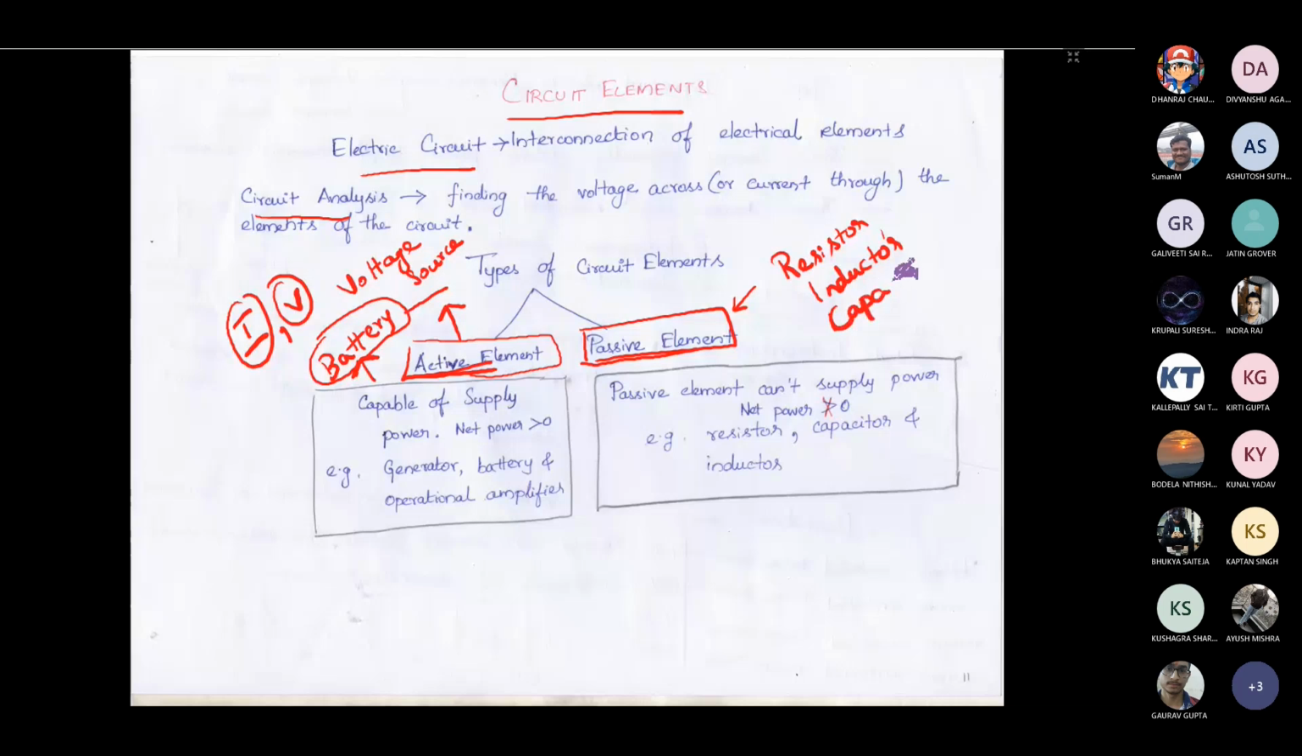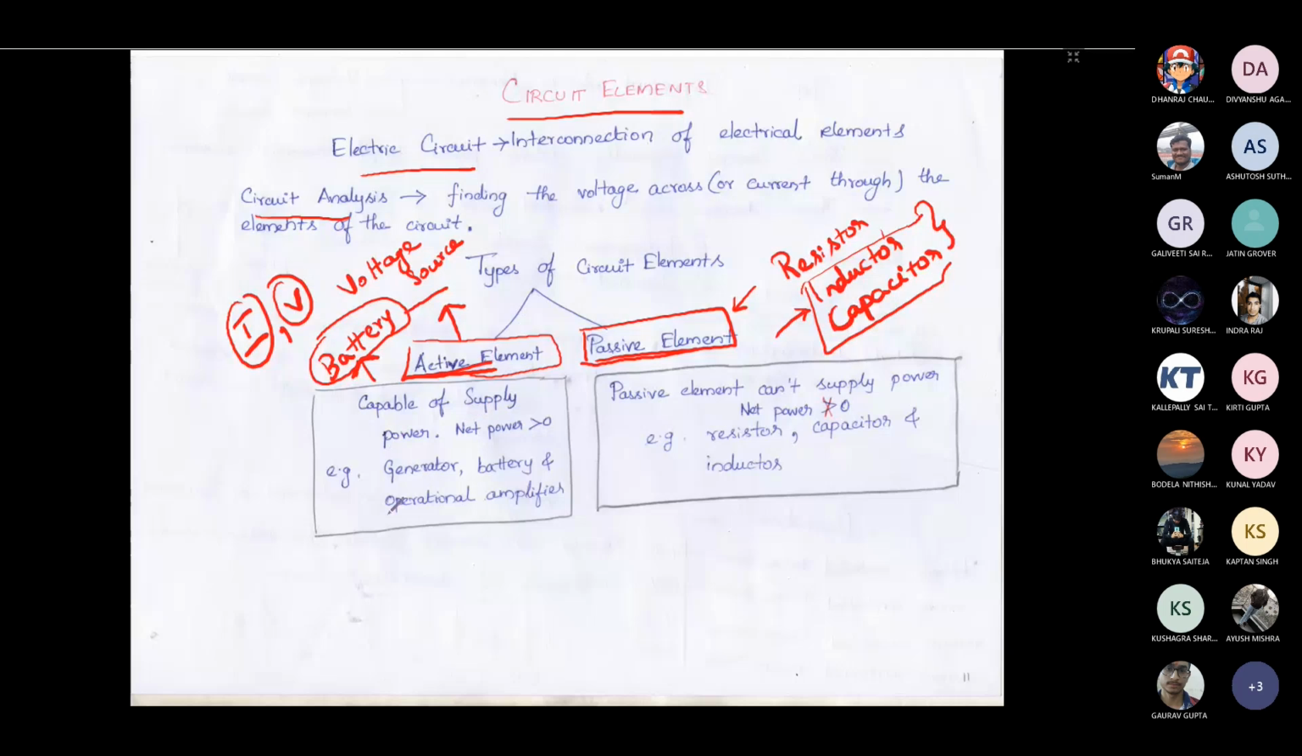Okay, this inductor and capacitor, as you know very well, can also discharge, right? But how much it can discharge is how much it is charged, till that only it can discharge. So resistor, inductor and capacitor are called as passive elements, and active element is an element which is able to supply energy, and you can also say that it is able to supply power.